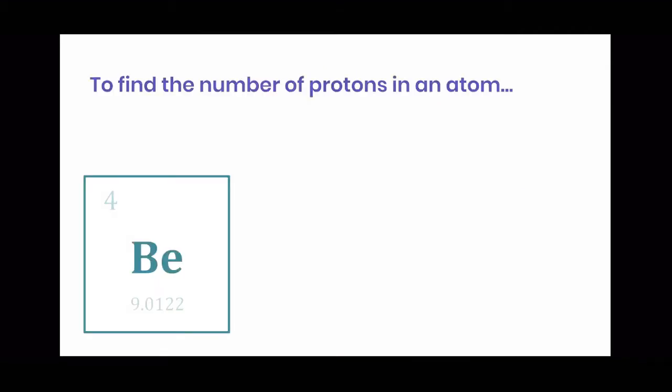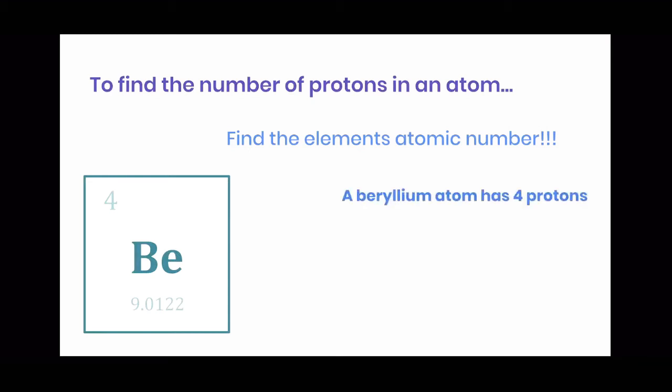Okay, so to find the number of protons in an atom, what you need to do is find the element's atomic number. So, for example, I have a cell from a periodic table. This is beryllium. So the large number is the atomic number, so we see that beryllium has a 4. That means that beryllium has 4 protons.